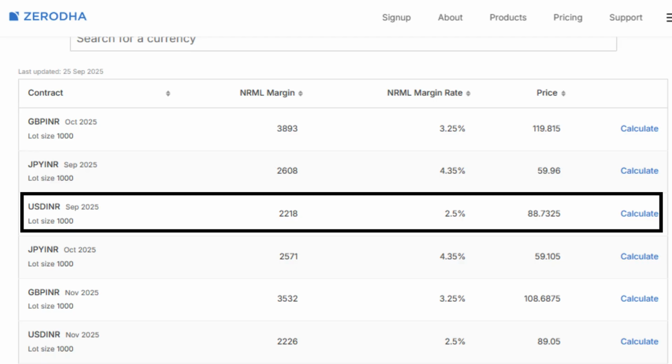So our total margin required to trade 11 contracts will be 2218 multiplied by 11, which is 24,398. But remember, this is just the margin required to enter a position. I would always keep at least 4 times this amount to account for fluctuations and avoid a margin call.